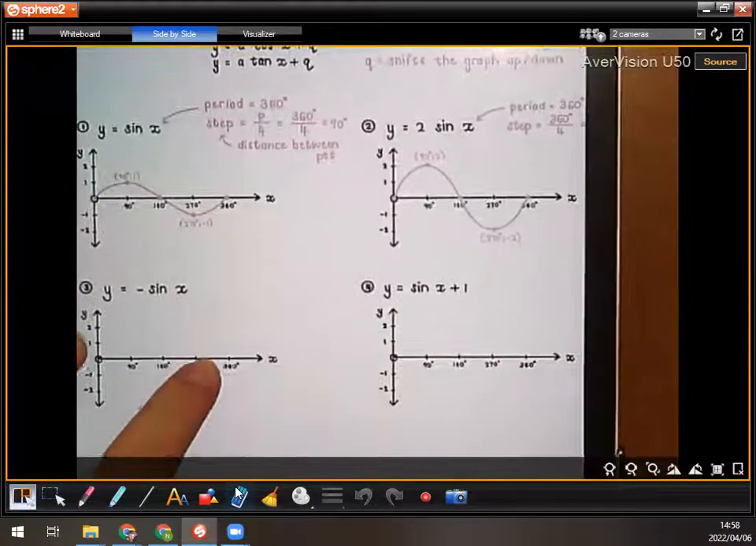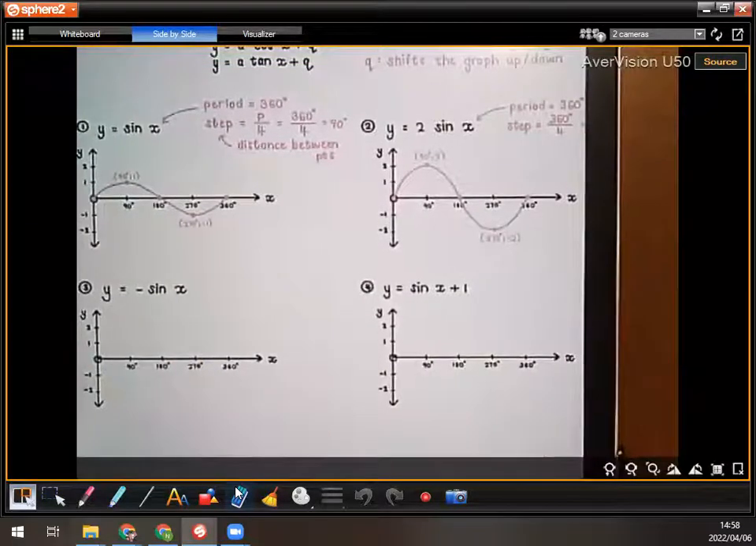Okay, I would like you to do those two at home, please. Y equals negative sine x. So that's what you're going to type into the calculator. And y equals sine x plus 1. Using the same method, guys, calculator class.